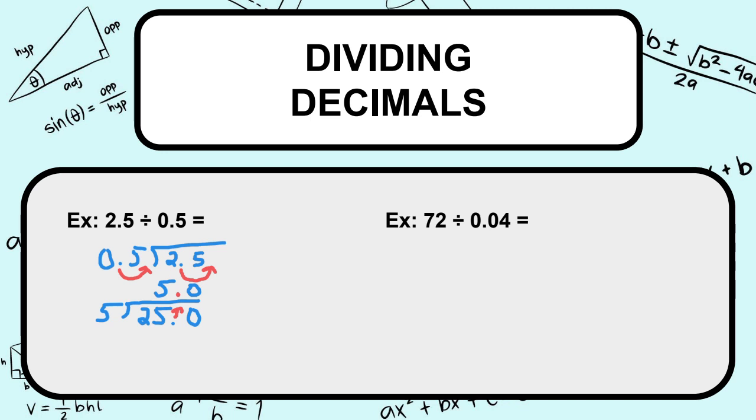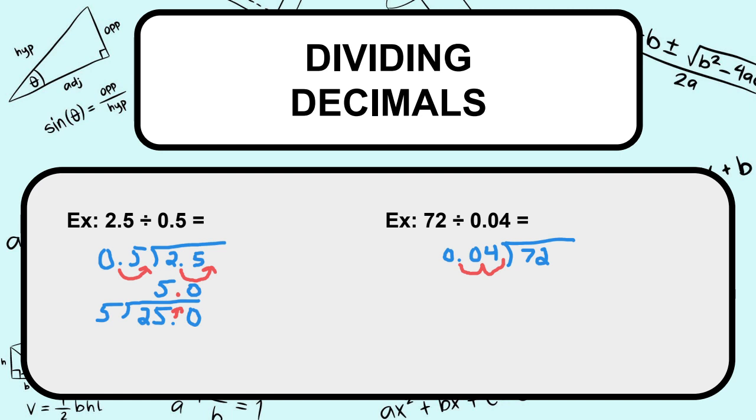All right, example number 2. We have 72, so a whole number, divided by 0.04, or 4 hundredths. All right, let's rewrite this in long division form. That is our first step. So we have 0.04, or 4 hundredths, is our divisor. We write our division sign, and 72 is the dividend. All right, step 2 is to move that decimal point. So in this case, we have to move it 2 spaces to the right.